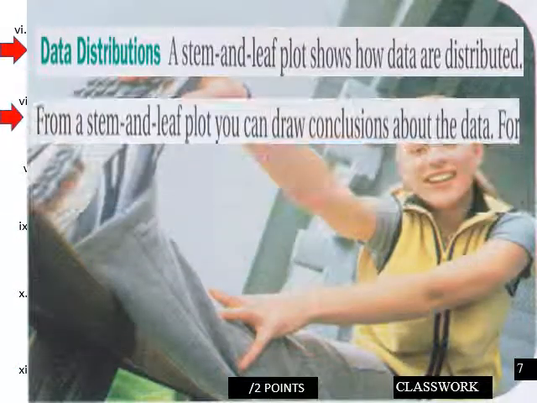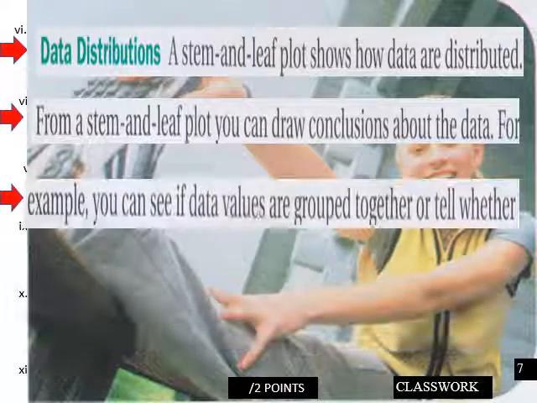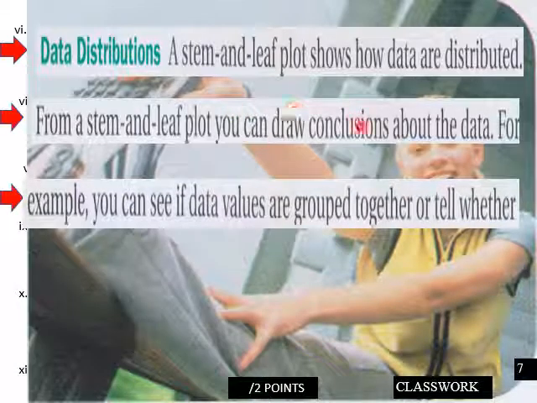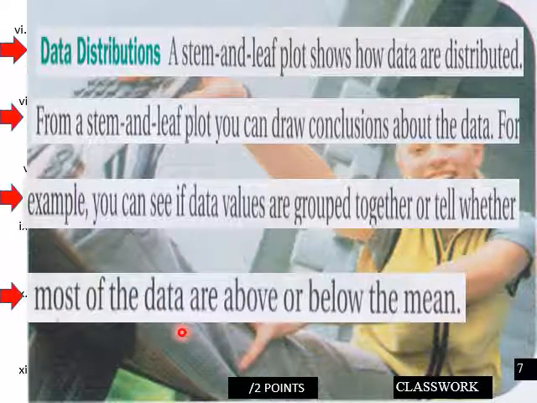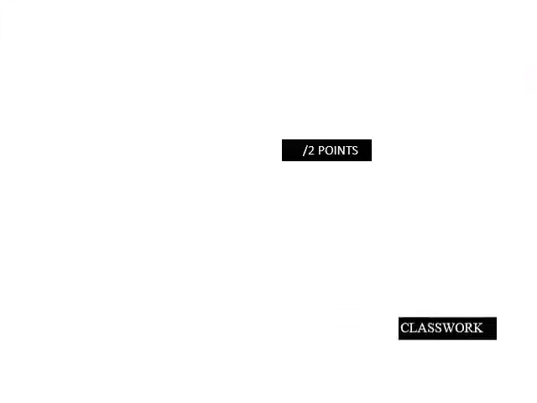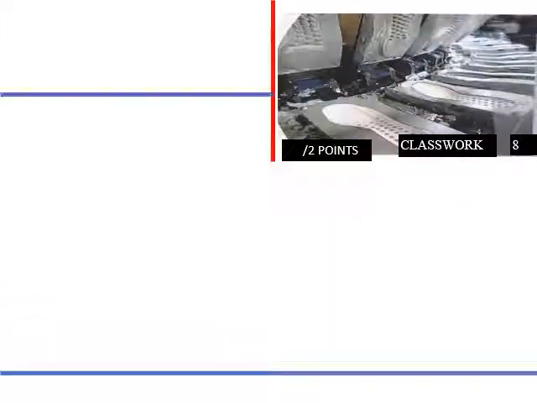Class worksheet, data distributions. Stem and leaf shows how data are distributed. Most of the data are above or below the mean. So, for example, you can see if data values are grouped together or tell whether most of the data are above or below the mean. So it's a visual representation of data. You can tell where the data is concentrated on the stem and leaf.